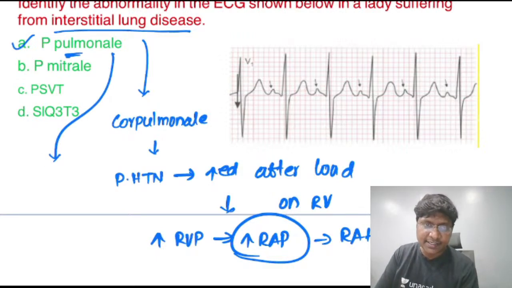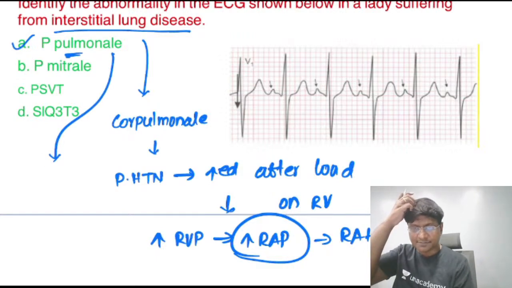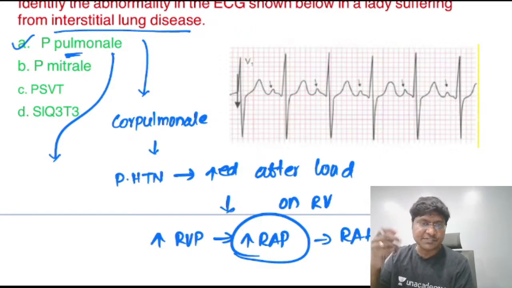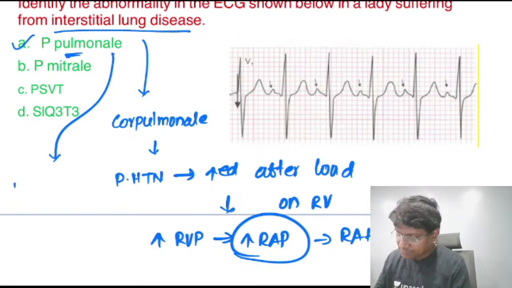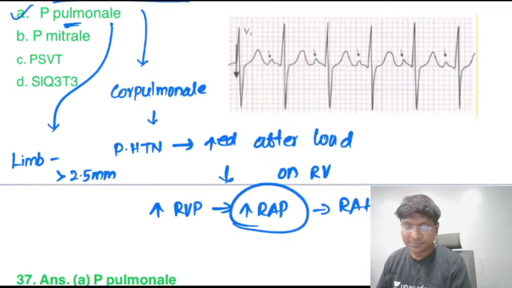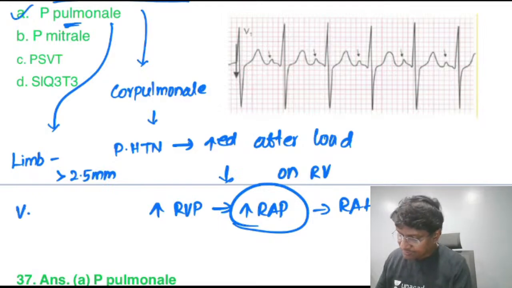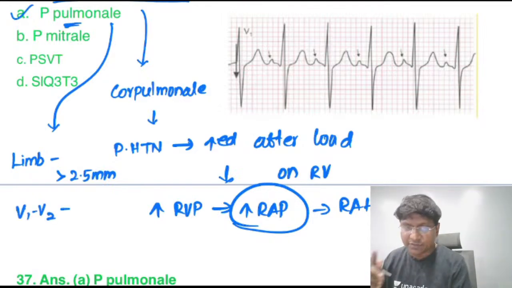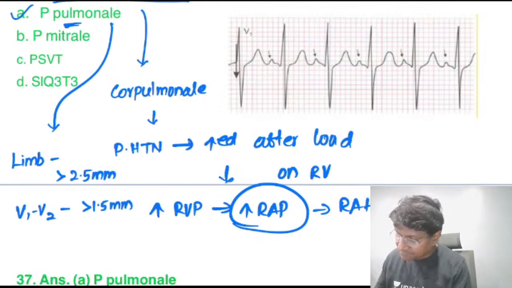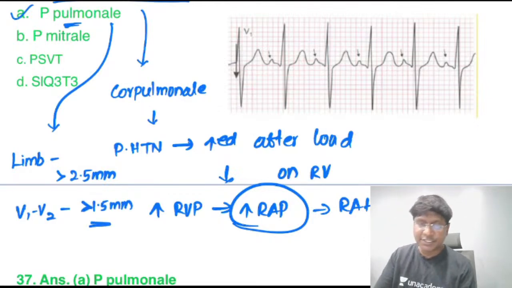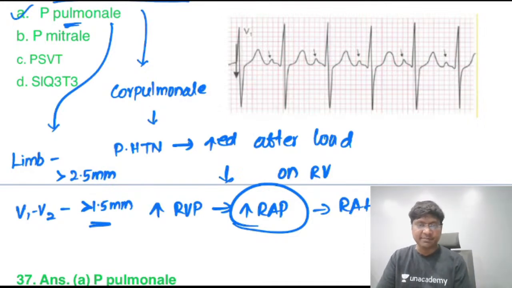What is the criteria to call it P pulmonale? In the limb leads, the height of the P wave should be more than 2.5 mm. What should be the amplitude of the P wave in the chest leads? In the chest leads, the height of the P wave should be more than 1.5 mm.